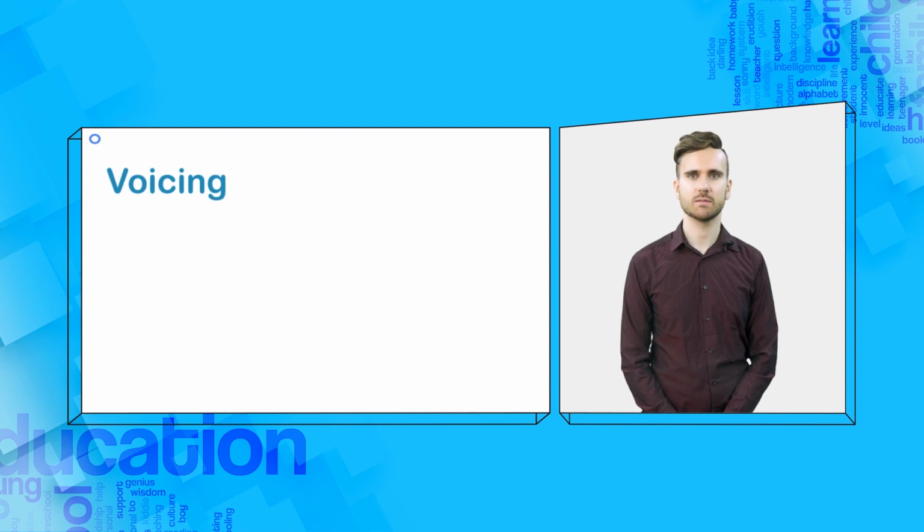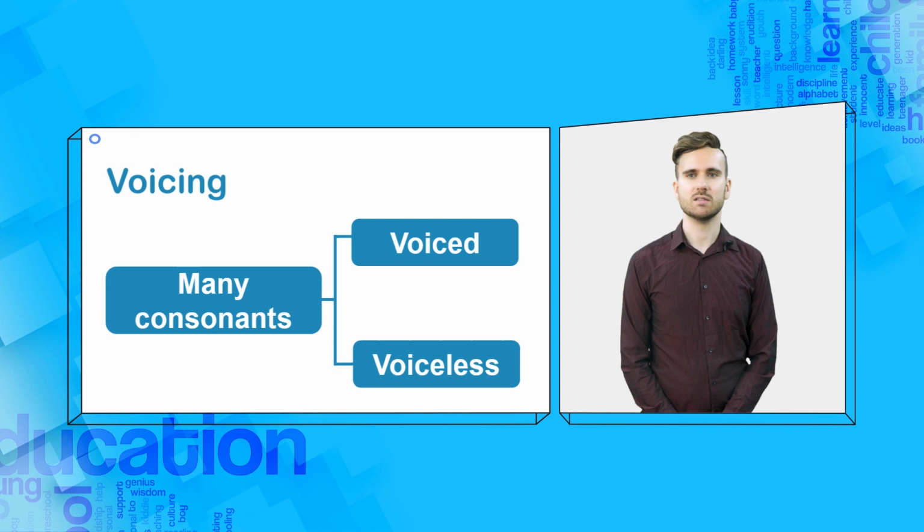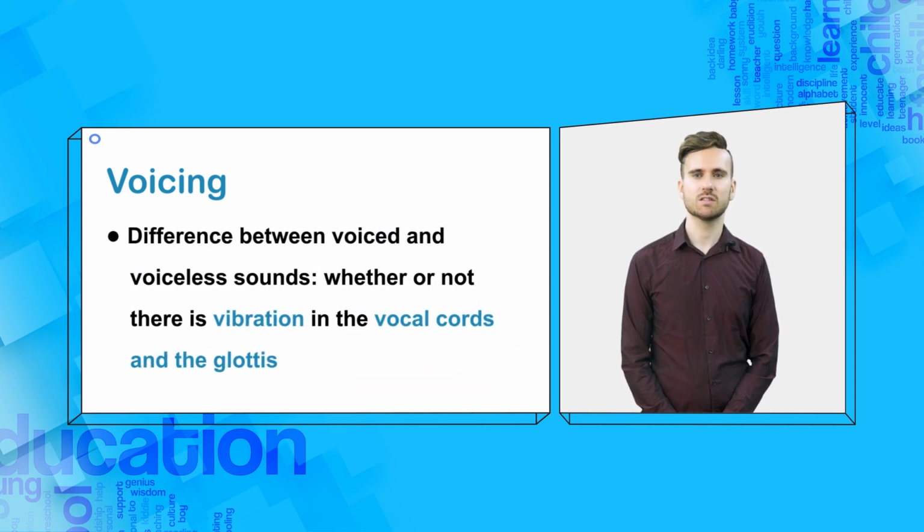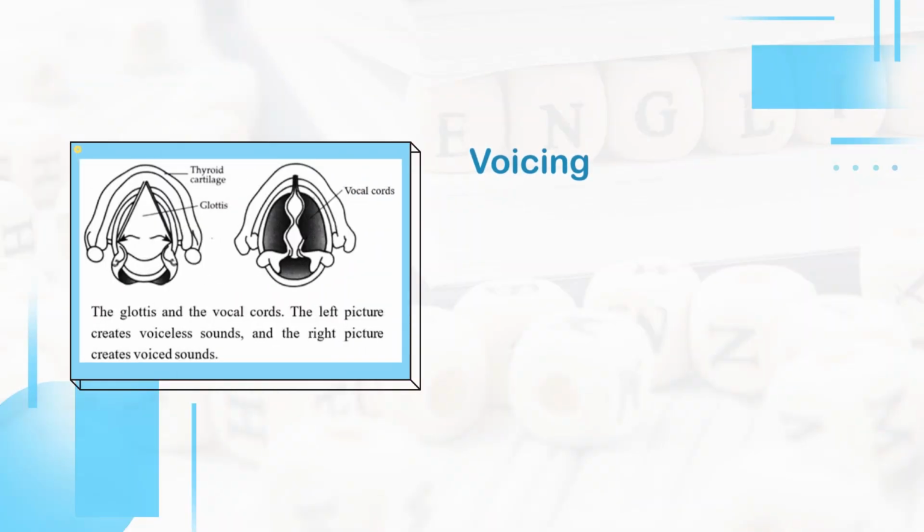Firstly, remember that, to produce speech, the air that we breathe in goes to our lungs. After this, it slowly comes out of our mouth. The first place it reaches on this return journey is the vocal cords and the glottis. Many consonants have two forms, a voiced and a voiceless form. The main difference between them is caused by whether or not there is vibration in the vocal cords and the glottis. You can think of the vocal cords as two small doors. It is possible for them to be fully open or almost closed.